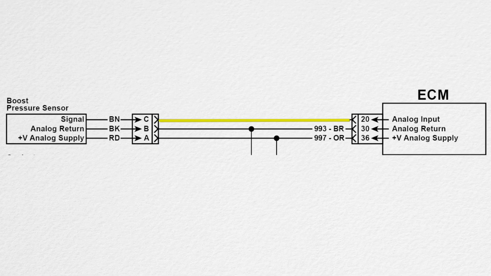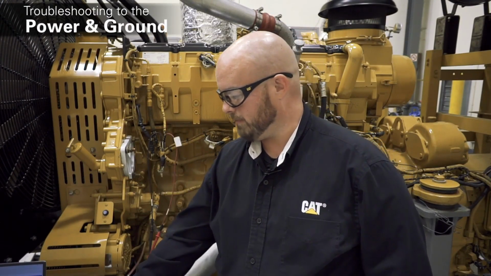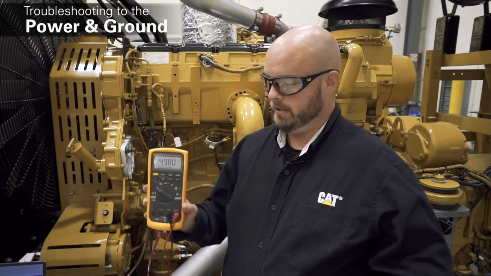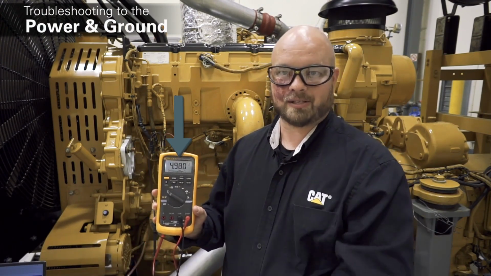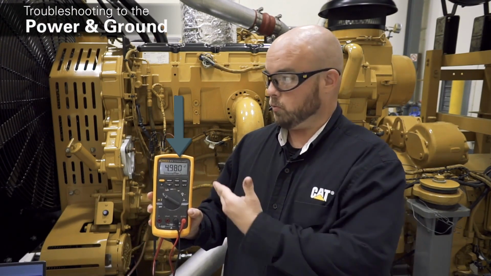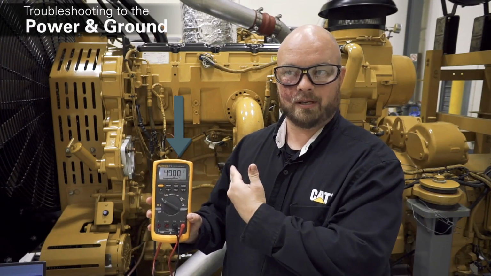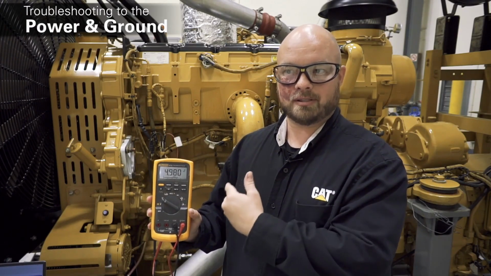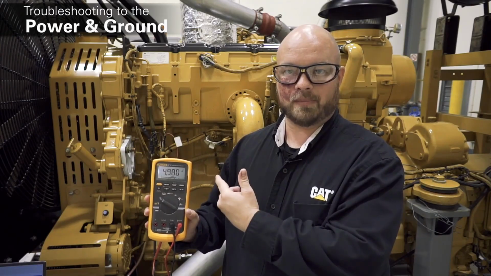All right, so we go to check for power between pin A and pin B on this 5-volt sensor. What we should see is 5 volts, plus or minus half a volt in this case. So we're seeing that here. This tells me that this active sensor does have the proper voltage coming from the ECM.